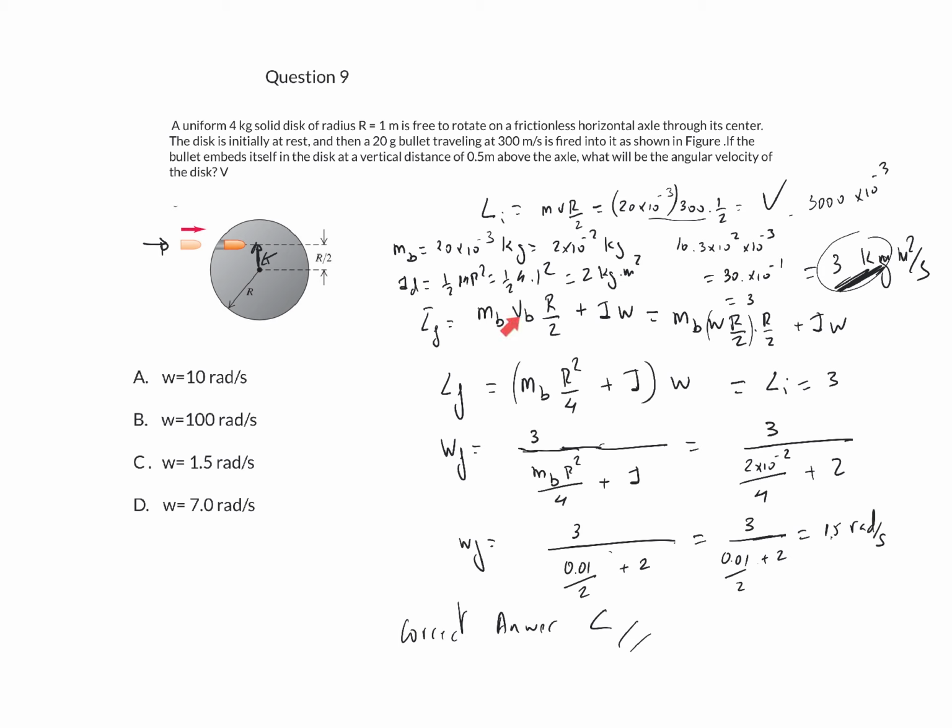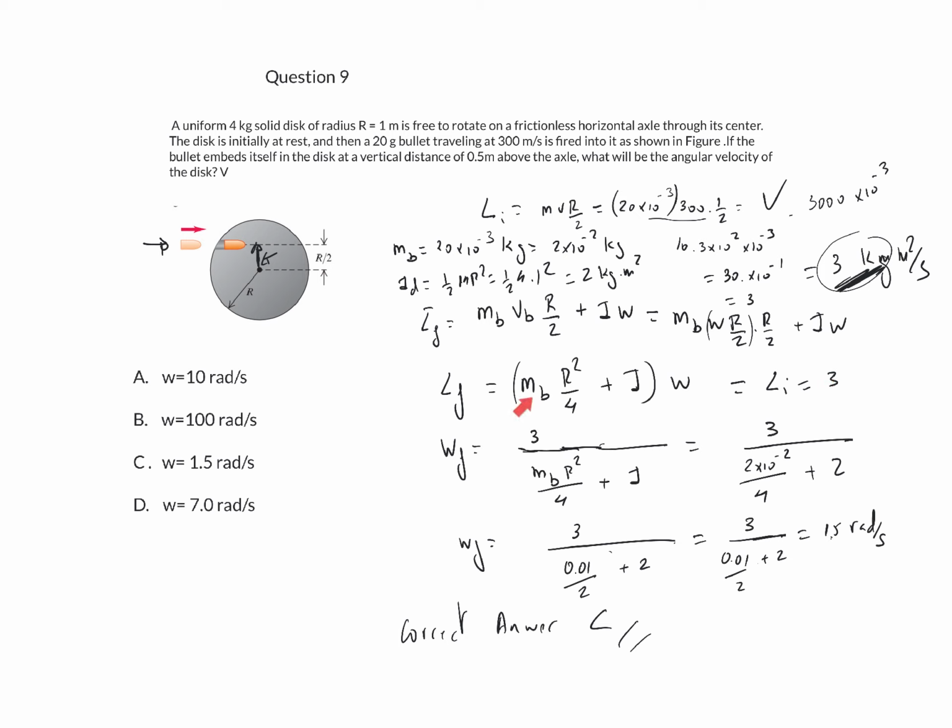But because they are moving together, the velocity of the bullet will be omega times R divided by 2. Multiplied by R divided by 2, this will be omega R squared divided by 4, plus I omega. So we have L final equal to L initial. L initial is 3.